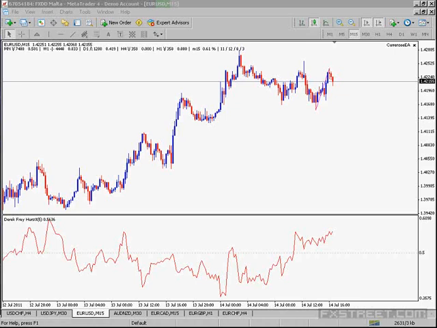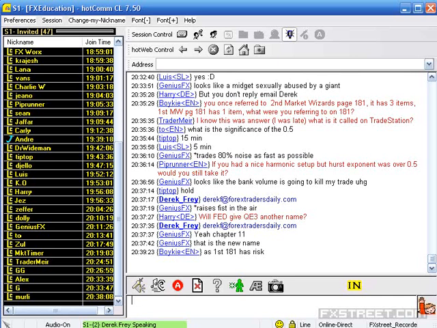I know the answer. What is it called on TradeStation? It's usually called just the Hurst Exponent. It's an add-on. You've got to buy it. It's not one of the defaults. What is the significance of 0.5?